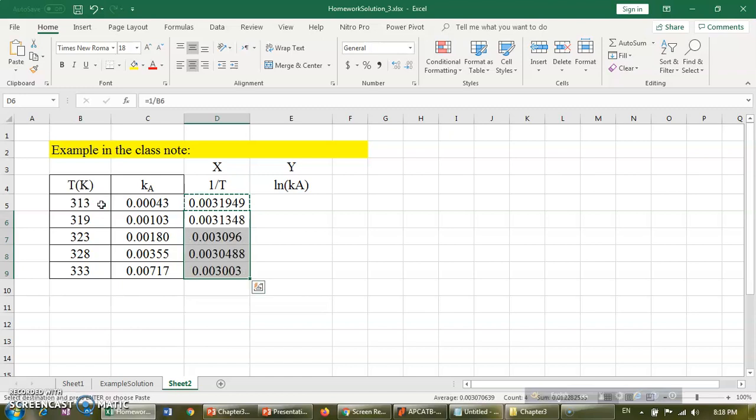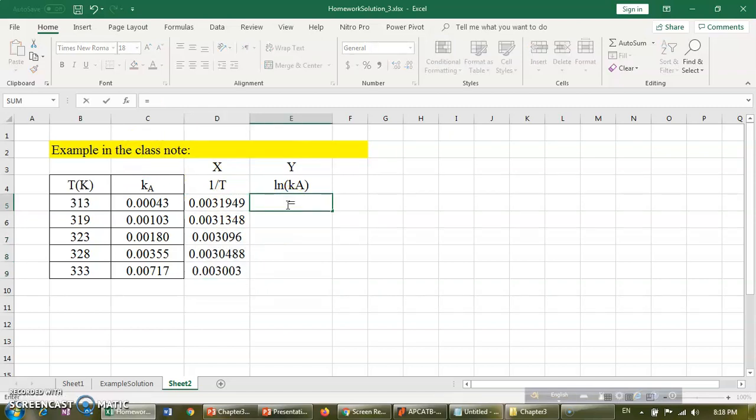Also you can do the same things for the other boxes, right? So you get all the temperature inverse values. Similarly, we can take the y value as a logarithm, so it is equal to ln of the formula. I hope you know how to get the ln in Excel. Just select the k values if you want to make the logarithm, close the bracket and press enter.